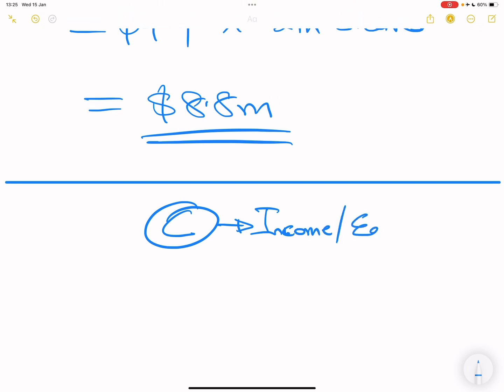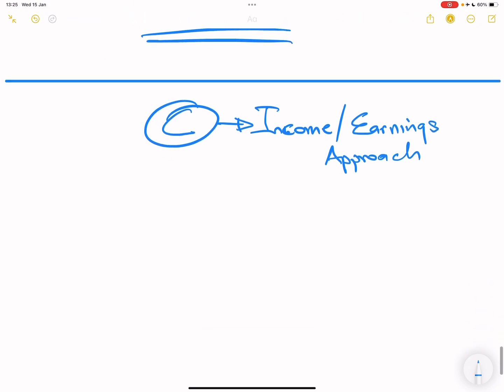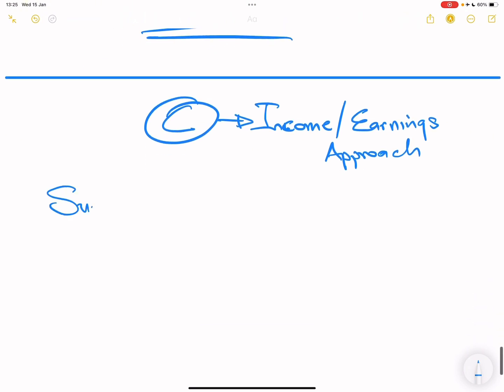Income, or what you call the earnings approach. And like we always start, suitability. When do you use this method? Suitability.